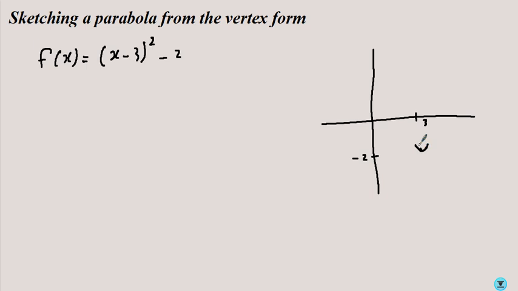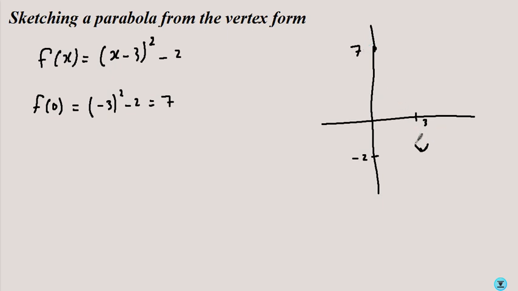We have to check the y-intercept. The y-intercept is given by f of 0. So this is (0 minus 3) squared minus 2. This is 9 minus 2, which is 7. So let's say that it's going to be somewhere here.